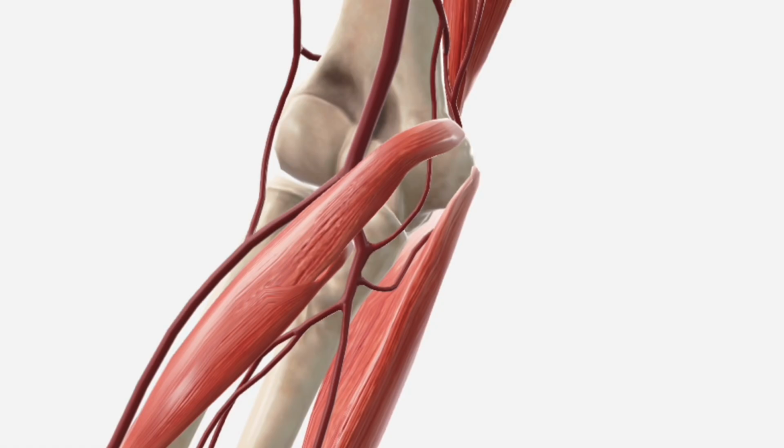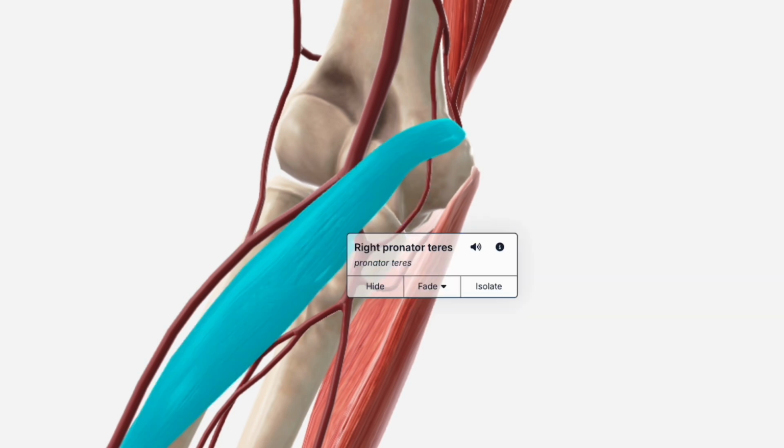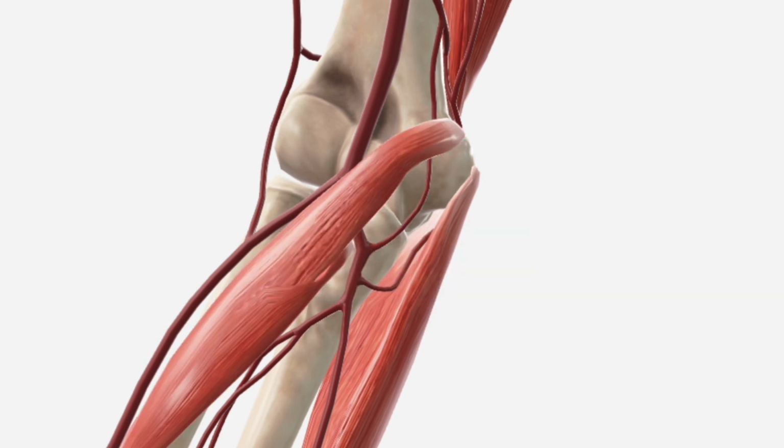Coming to the anterior ulnar recurrent artery, it originates from the ulnar artery just below the elbow and ascends in front of the medial epicondyle. It supplies pronator arteries mainly.